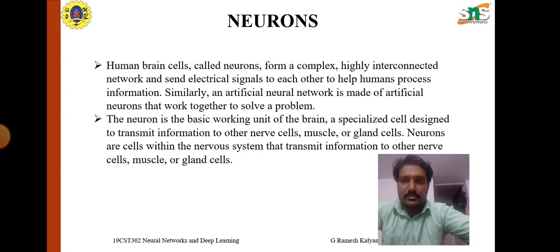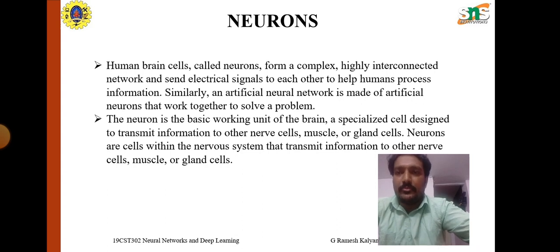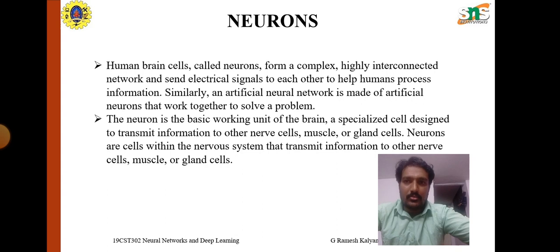So we'll see what a neuron is. In the human brain, cells called neurons form a complex and highly interconnected network and send electrical signals to each other to help humans process information. Similarly, an artificial neural network is made up of artificial neurons that work together to solve a complex problem. So mainly these artificial neural networks are being used for solving complex problems.